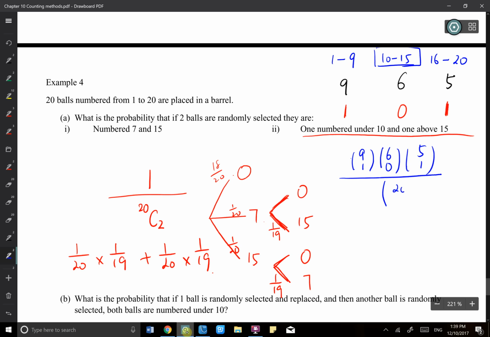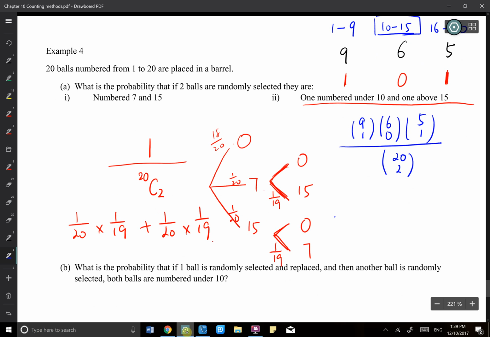over 20C2. So what I can have is 9 times 1 times 5 over 190. That becomes 9 on 38.